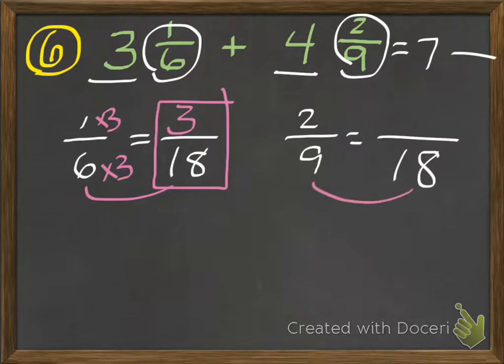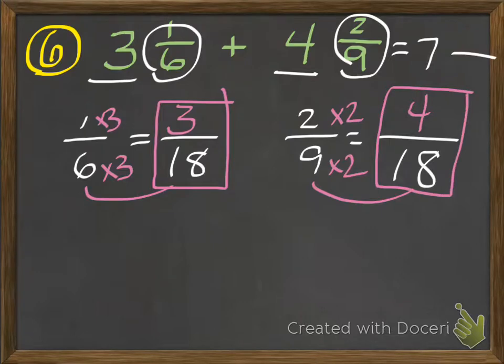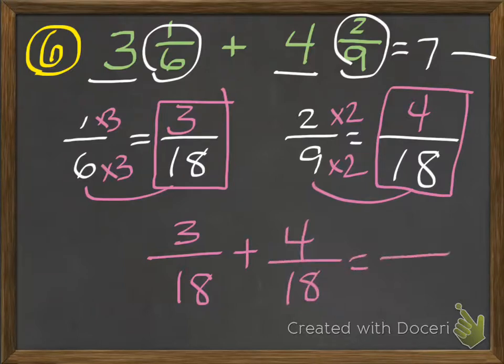Now I find out on 2/9. How do I get from 9 to 18? I had to multiply the bottom, the 9 times 2 to get to 18. So whatever I do on the bottom, I have to do to the top. 2 times 2 is 4. So 2/9 is the same as 4/18. So then I take 3/18 plus 4/18. I add that together, and I get 7/18.